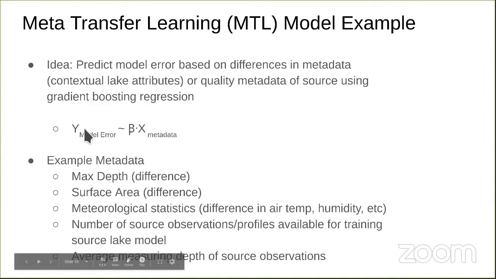And then just in mathematical format, the response variable here would be the model error when transferring source to target. And that's built off the metadata that I talked about earlier. There's some examples here. And the model we choose to use for this regression task is gradient boosting regression. This outperformed several other methods like random forest regression, support vector regression, linear regression, and neural network when applied using cross-validation to the source model set.